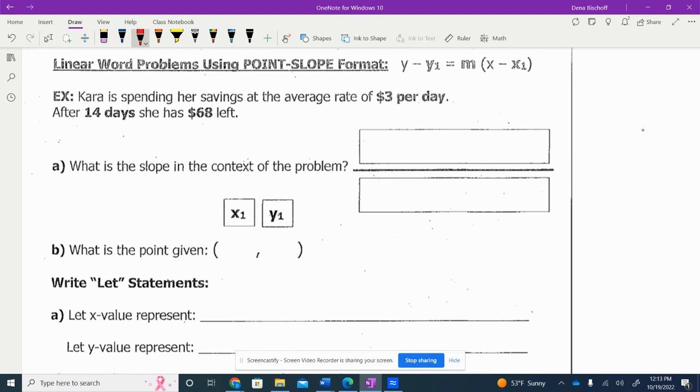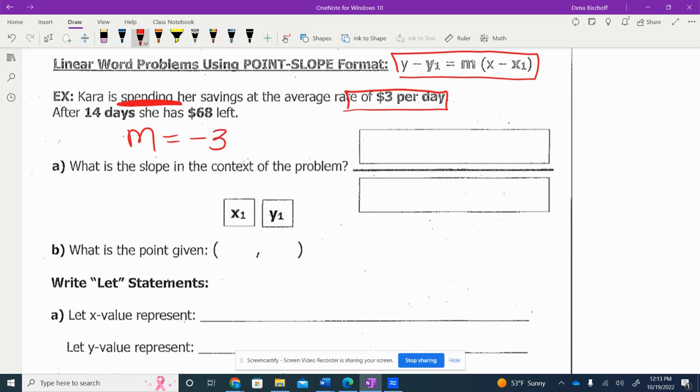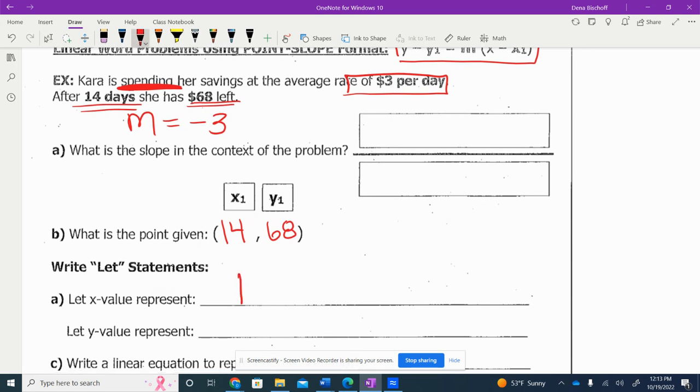Tells you what form you're using right here. This is going to be in point slope form. It's not going to be a mystery. Kara is spending her savings at an average rate of $3 per day. She's spending it. So is her slope going up or down? Down, negative 3. That's my slope. After 14 days, she has $68. That's my ordered pair. 14, 68. What does X represent in words? The number of days.